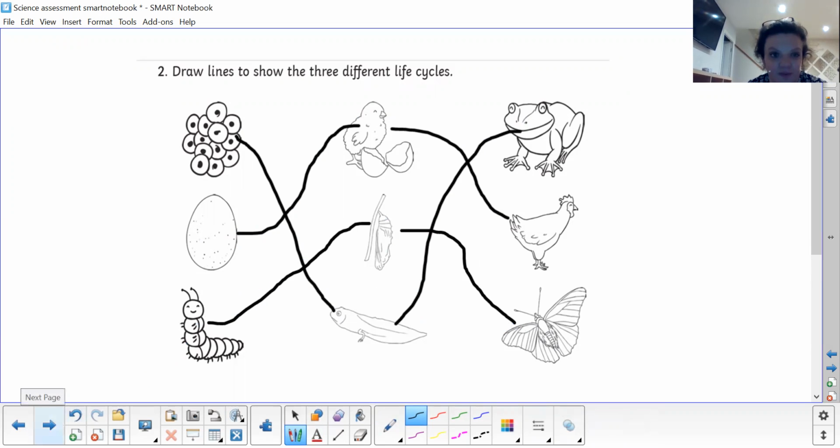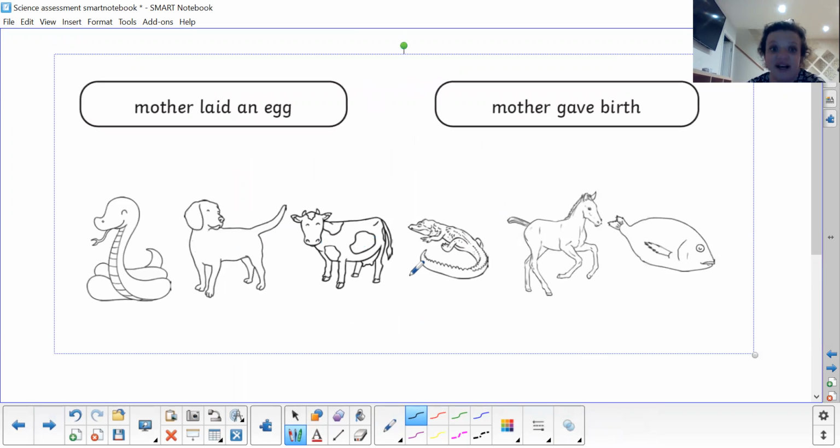Very, very good. Right, number 3, are you ready? We've got some pictures of some animals. We've got a snake, a dog, a cow, a crocodile, a horse, and a fish. And we've got to match them to the ones where their mothers laid an egg to have them, or their mother gave birth to live young. So it's either they laid an egg and they came out of an egg, or their mother gave birth to a live young. So match them, which ones came from an egg and which ones were from a birth. Off you go. Pause the screen.